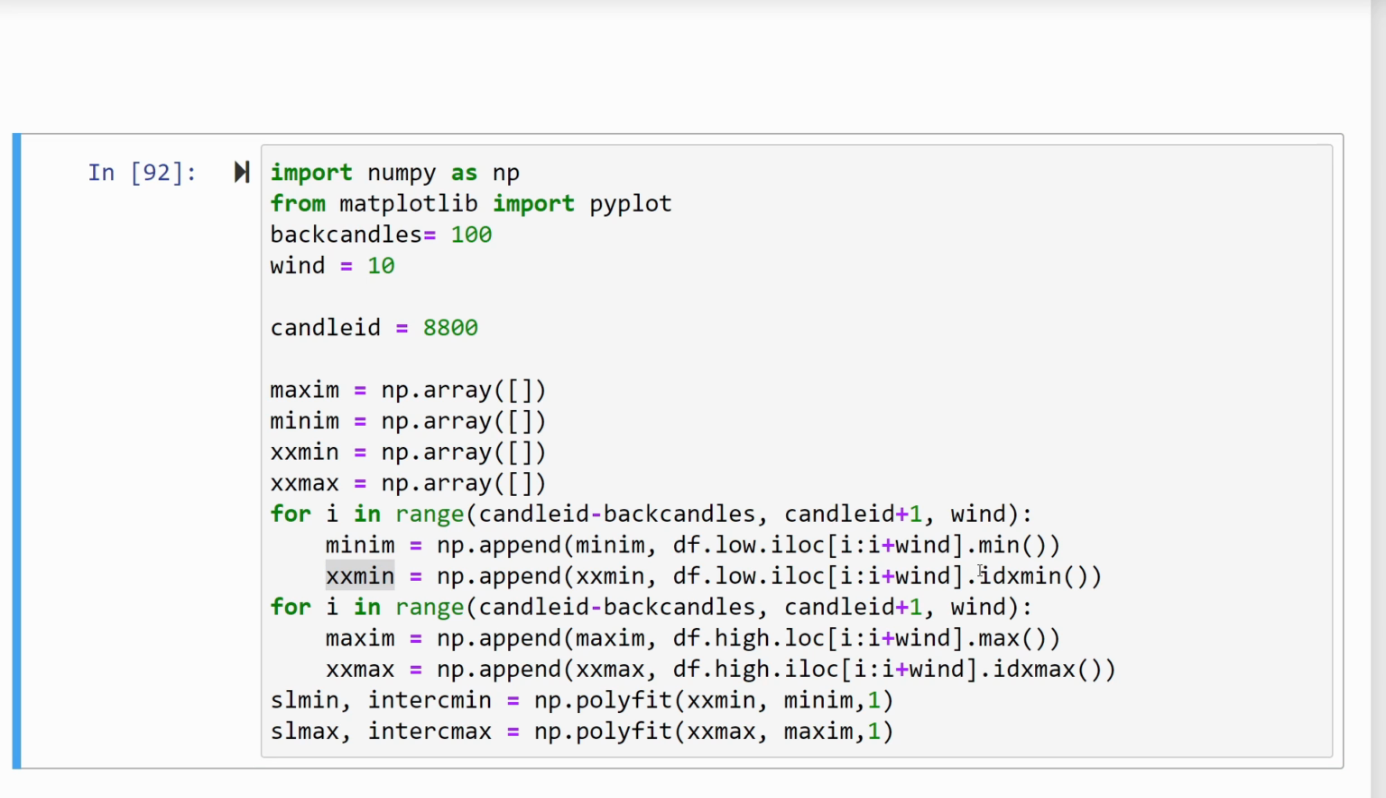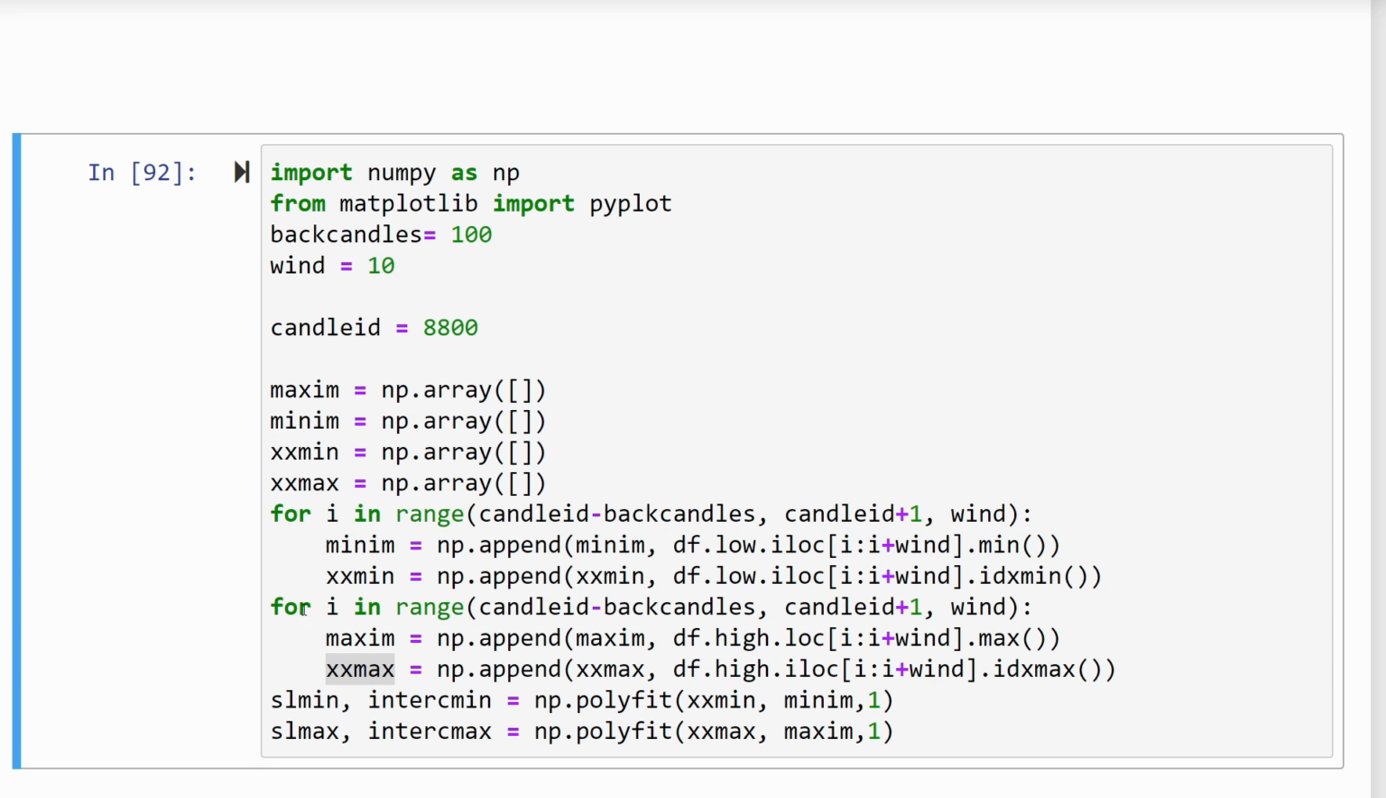And this is why we're using the index minimum here, and we're going to append this value into the XX minimum array. Same thing for the maximum points. So we are appending the maximum points into the maximum array. Notice that we are looking here for the high column, the high variables column, and then we are looking for the maximum among these. And then we use also the index max to extract the index of the maximum value that we are going to append also into the XX max array.